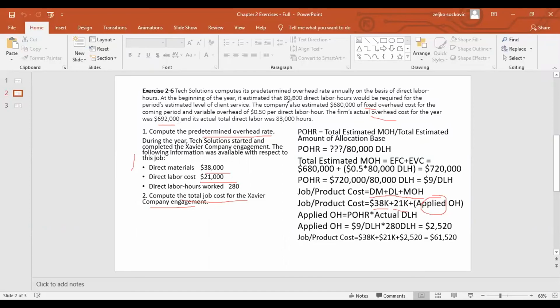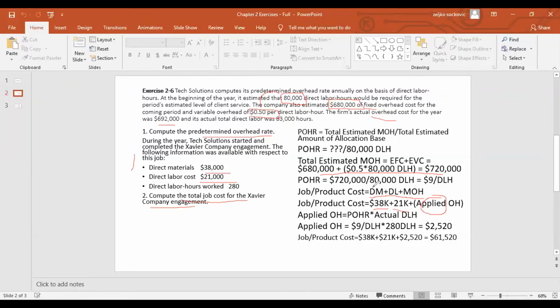We have 80,000 of estimated direct labor hours, and that's our base. And they're paying 50 cents per direct labor hour in variable overhead. So we'll multiply these two. That will be $40,000, right? And we have 680 here in fixed. So the total will be $720,000. Okay, so that's step 1.